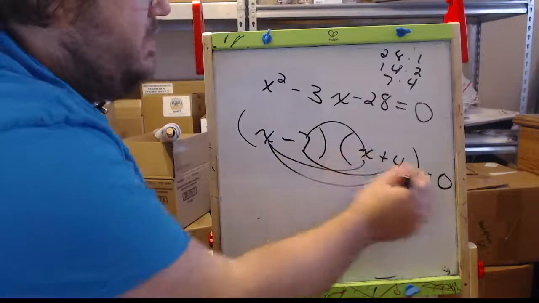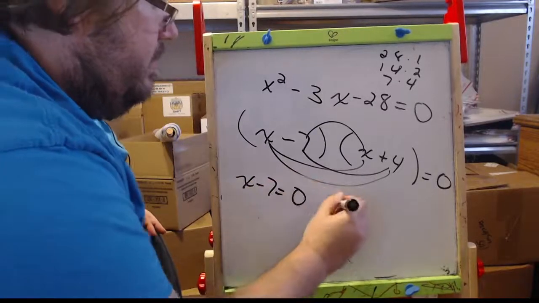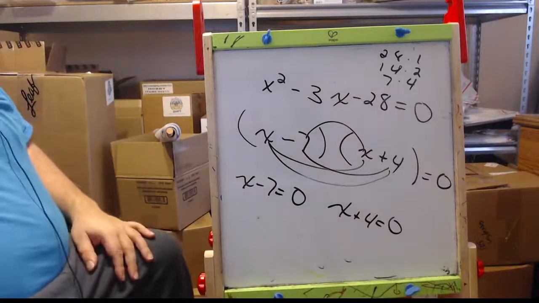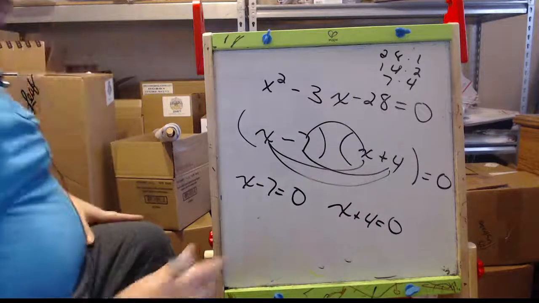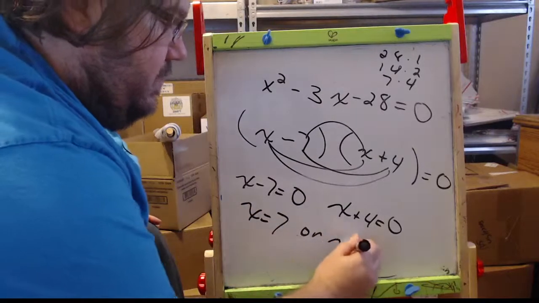So you set each individual one to 0. So x minus 7 equals 0. X plus 4 equals 0. Like so. X would equal 7, or x would equal negative 4.